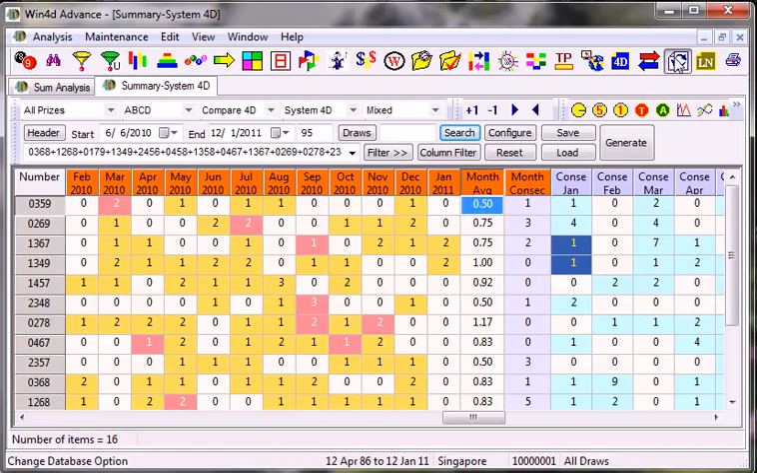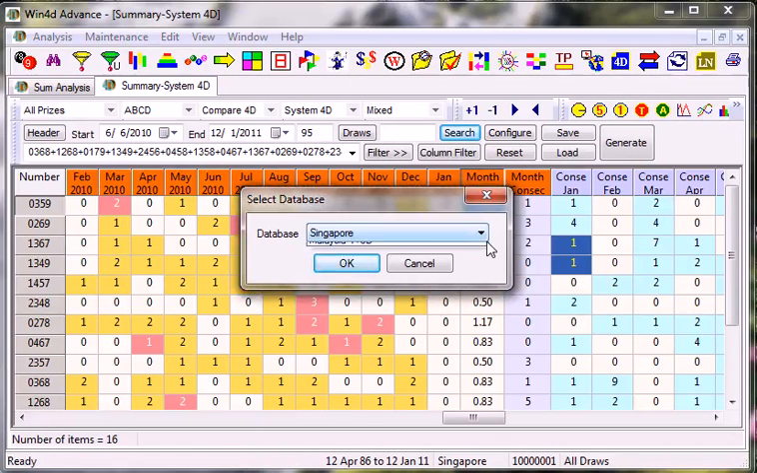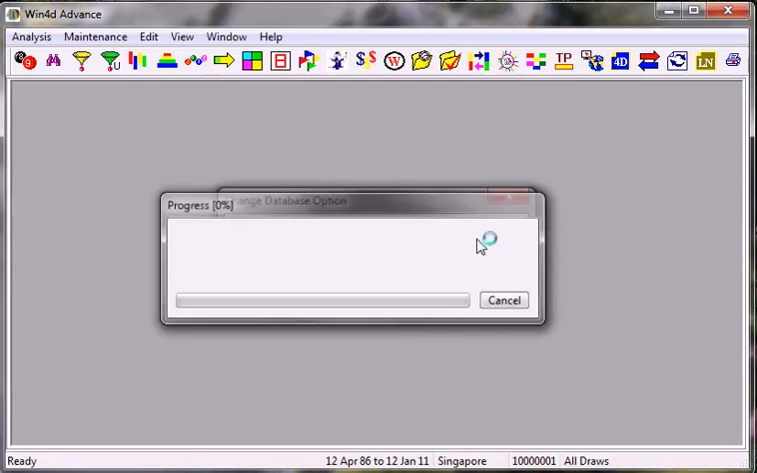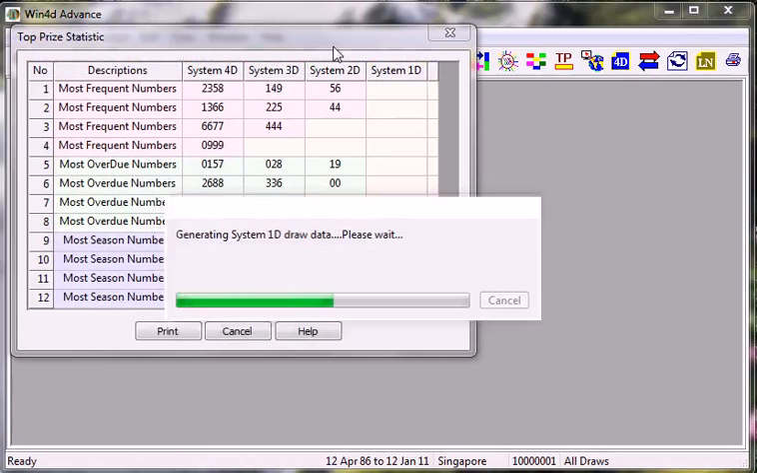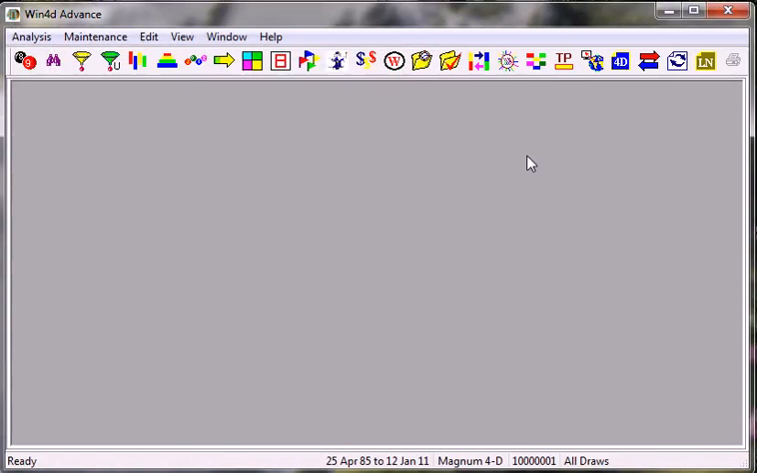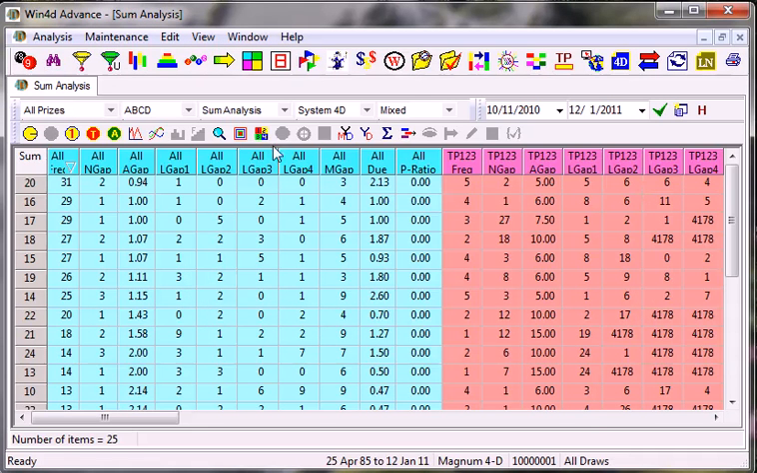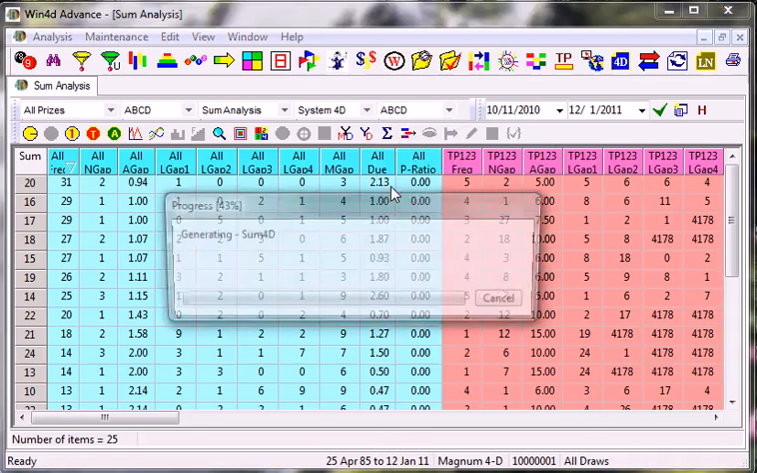Alright? Good. So let me switch this to Singapore, and then I switch to Magnum data, and there it goes. All draws. Alright? Yes. Now, in Magnum itself, I'll be using the same method, also called sum. All I need to do is click on over here. Alright? Maximize it. And then over here, I'll change this to the ABCD.